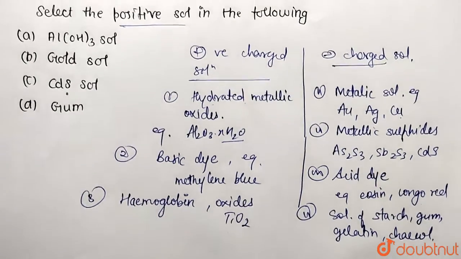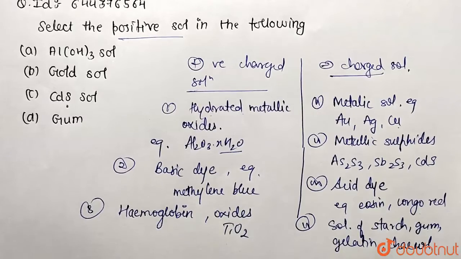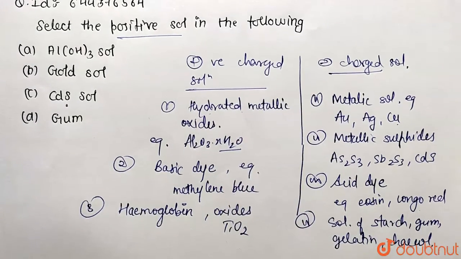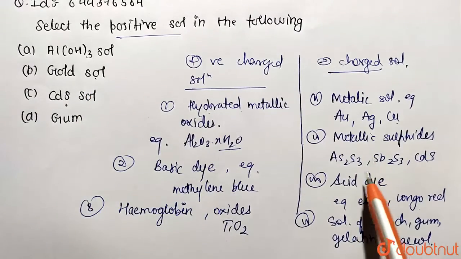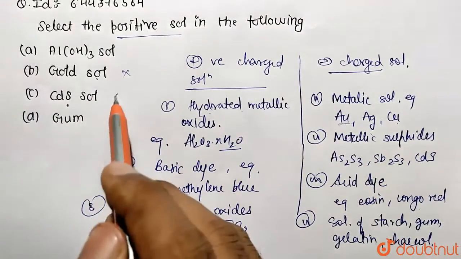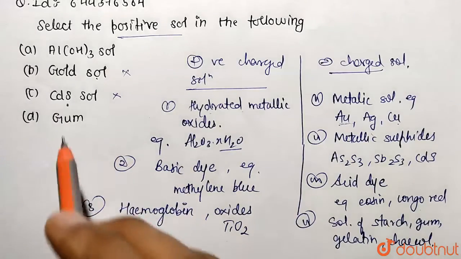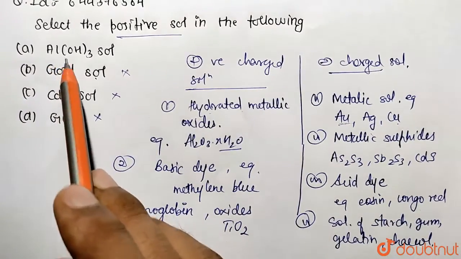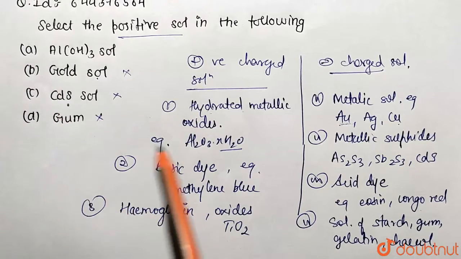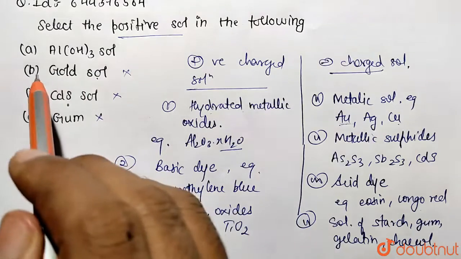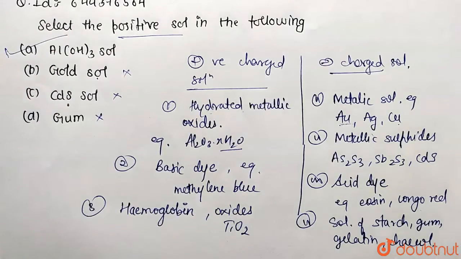Now look at the question. We need to find the positively charged sol, so the positive is present over here. Let's search from the rest of the options. Gold belongs to the negative category, so no need to choose. Sulfides are also in the negative category, so no need to choose. Gum is also of the negative category, no need to choose. Here this hydrated metallic oxide is there, so Al(OH)3 belongs to the category of hydrated metallic oxides, so it's going to be a positively charged sol. So option A is the positive sol for the given question.